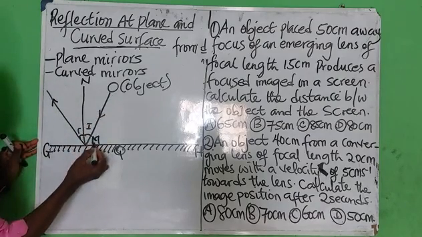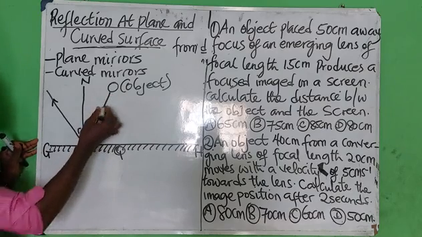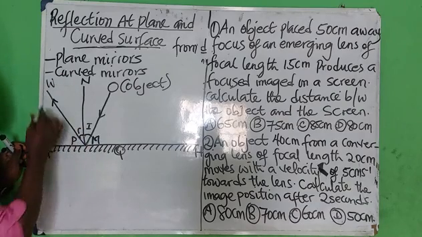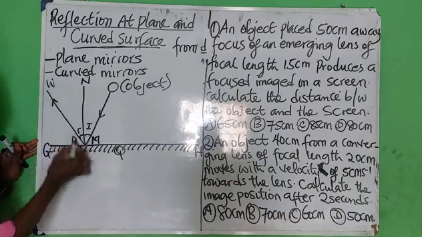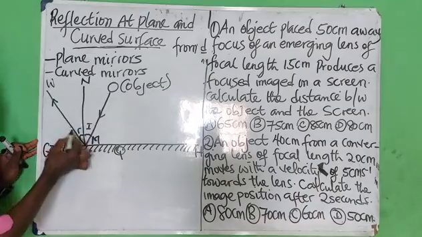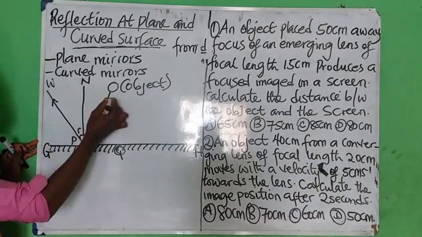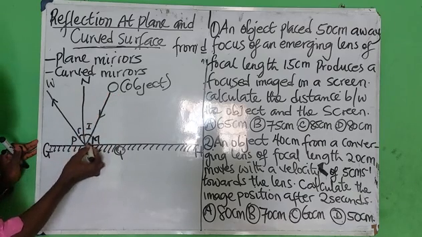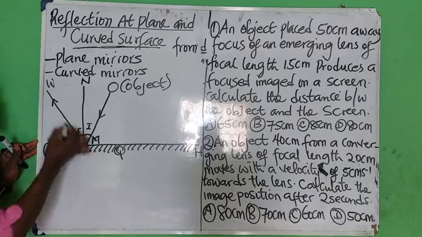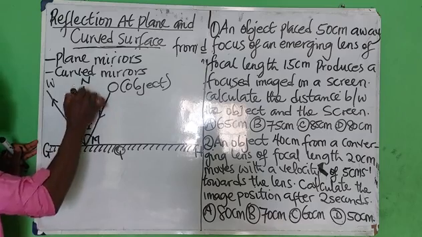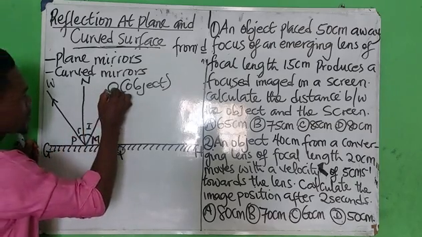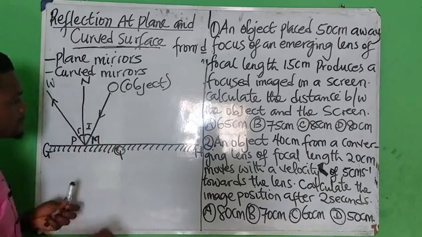So I'll say OA is the ray of light, which is the incident ray. Then I'll use WP. WP is what? The reflected ray. OM is the incident ray, while WP is the reflected ray. And of course, the angle formed between the reflected ray and the incident what? Ray.